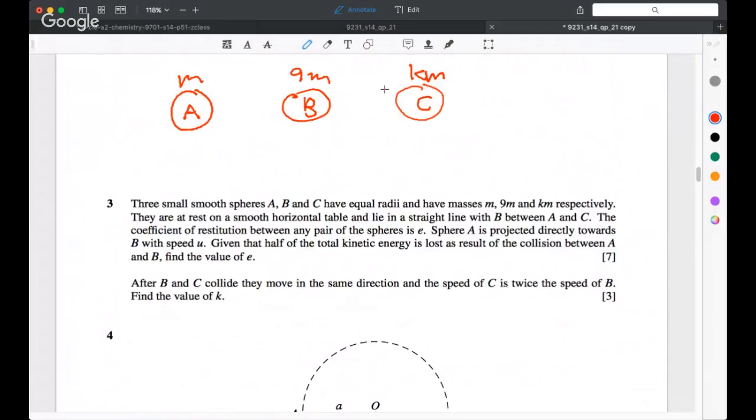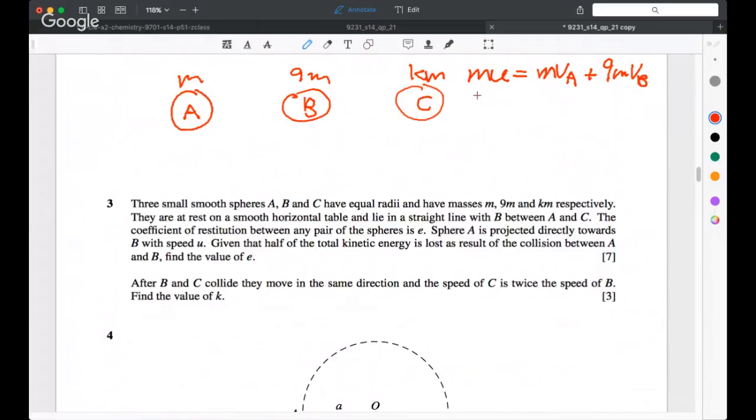So now we want to find the value of E. By conservation of momentum, we know that before the collision, we have a total momentum of mu, and after the collision, we have mva, the speed of A after collision, and 9mvb, which is the speed of sphere B after collision, and this is the conservation of momentum.